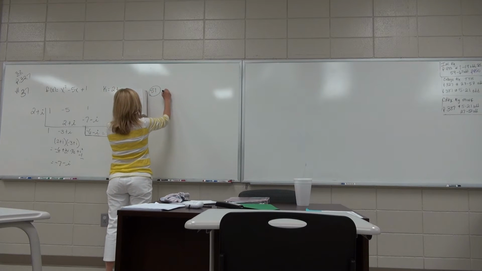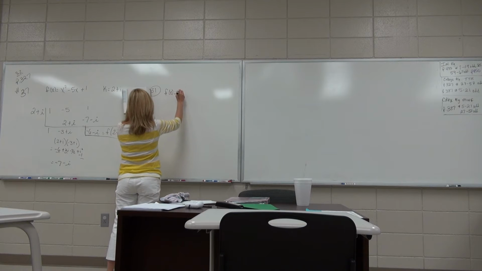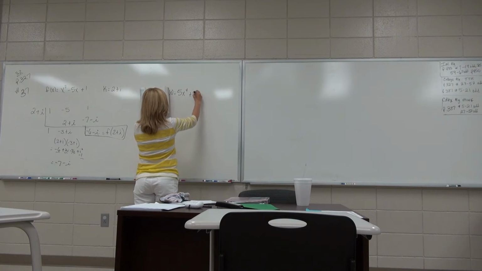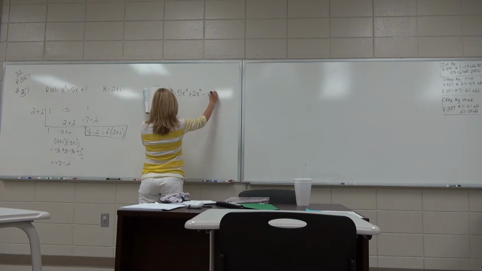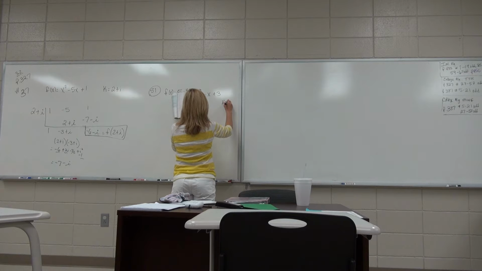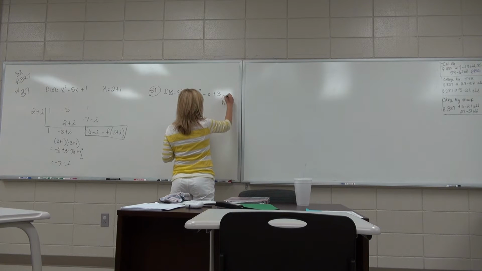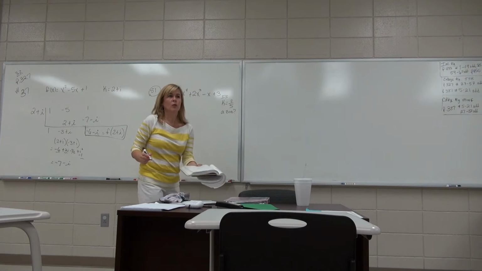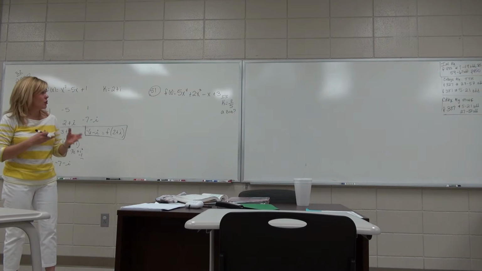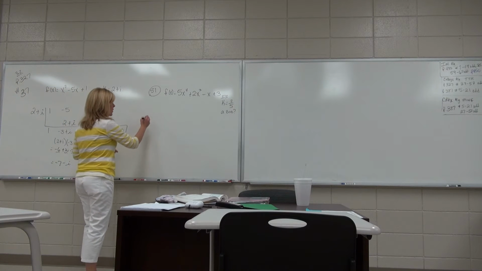On 51, you're given f of x is equal to 5x to the 4th plus 2x cubed minus x plus 3. And on this one, you're told k is 2/5. So you're asking yourself, is k equal 2/5 a zero? That's your directions. The answer will be yes, it's a zero, if the remainder is 0. If the remainder is not 0, the answer is no.